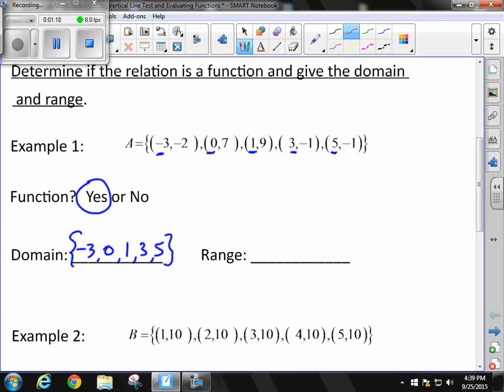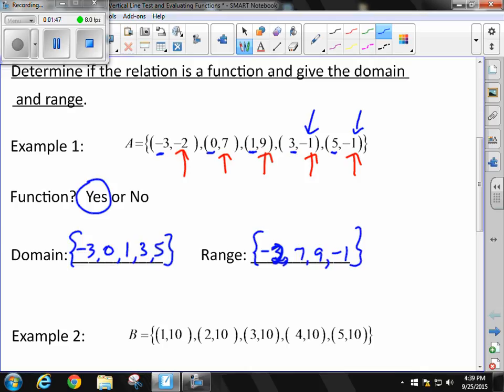The range is the set of all the y values. So the range is -3, -2, 7, 9, and -1. It is not necessary to list that -1 that has been used twice. We only list numbers once when we list elements in a set.